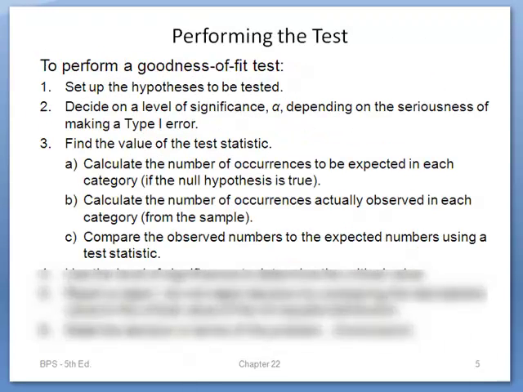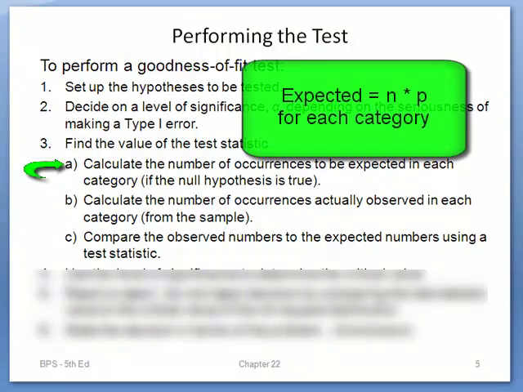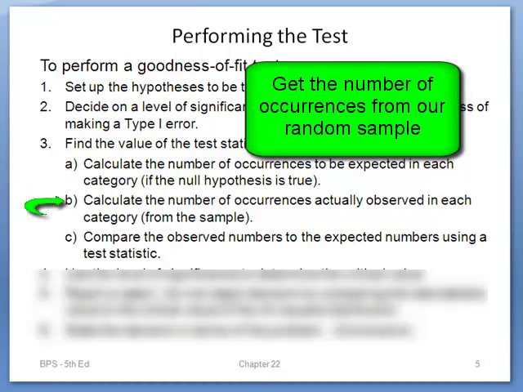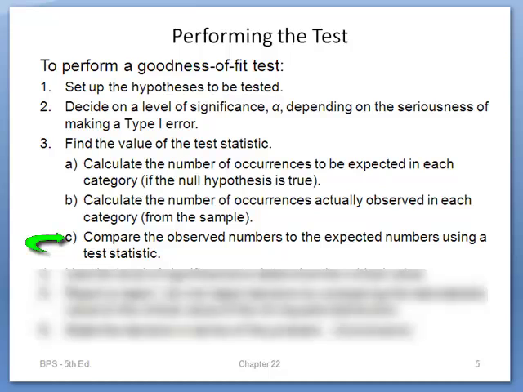So here's our little guideline, our little setup. We set up the hypothesis to be tested, decide on a level of significance depending on the seriousness of making a type 1 error. We find the value of the test statistic. The way we do that is we have to calculate the number of occurrences to be expected in each of the categories if the null hypothesis were true, calculate the number of occurrences that were actually observed in each of the samples, and compare the observed number to the expected number using a test statistic.